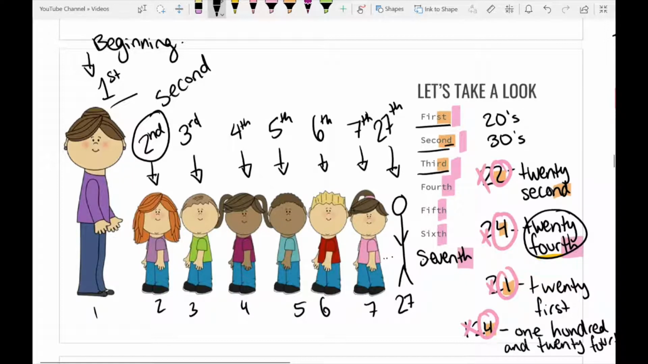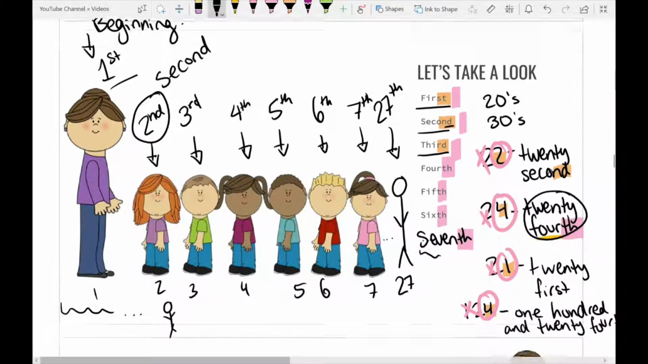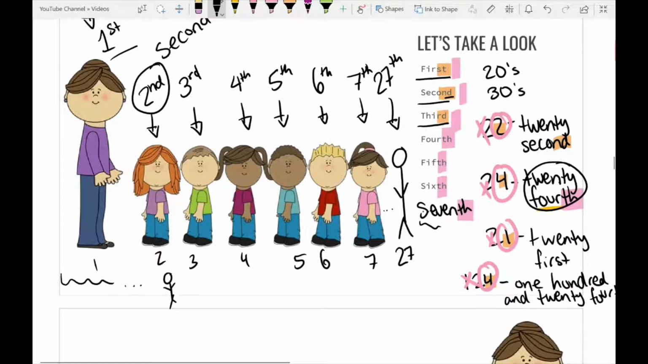All right, now imagine this is a really, really long lineup, and let's have a student all the way down here. It snakes around the hallway. This student right here is in the position of 193. What would this student be? How would you say that? What ordinal position? Now, if you said 193rd, you would be correct.